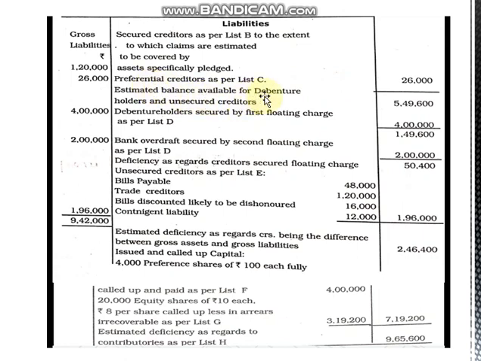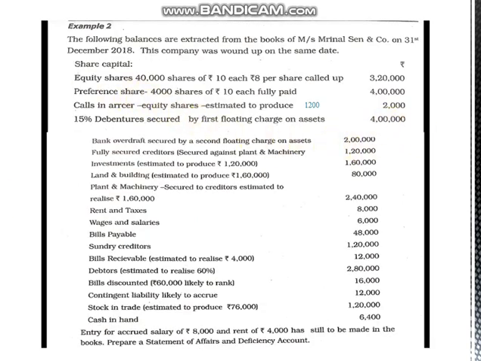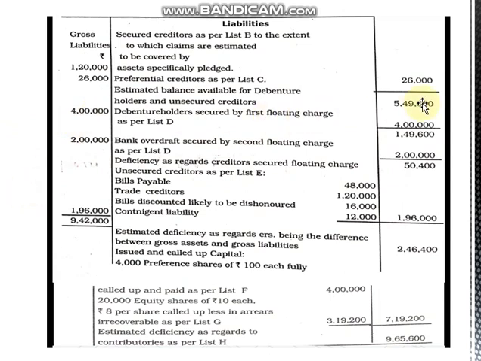The estimated balance available for debenture holders and unsecured creditors is 5,49,600. You will get this amount by deducting 26,000 rupees from 5,75,600. Then debenture holders secured by first floating charge as per list D. In the question you can see the debentures are 4 lakh rupees. So you need to write 4 lakh here and here also, and you need to deduct 4 lakh from 5,49,600, and you will get 1,49,600 rupees.